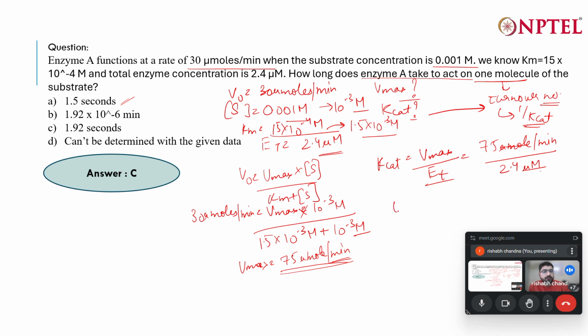So now if we have to find out the turnover number, we'll just take the reciprocal. This will be in minutes. So now we have to take the enzyme in seconds, so this would come around into 60 seconds, so this would come around 1.92 seconds. So the correct answer is option number C.